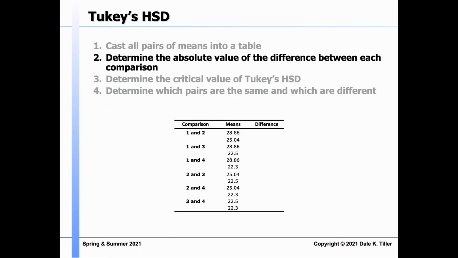Next, we determine the absolute value of the difference between each comparison, and this is shown in the next table. So the difference between means 1 and 2 is 3.82, between 1 and 3 is 6.36, 1 and 4 is 6.56, and so on, all the way down to 3 and 4, which are not that different, showing a difference of only 0.2.